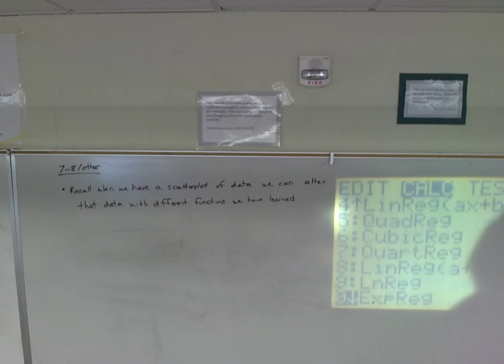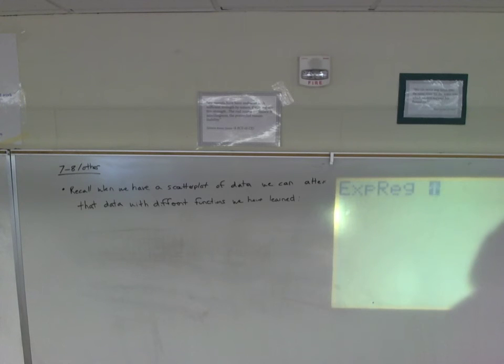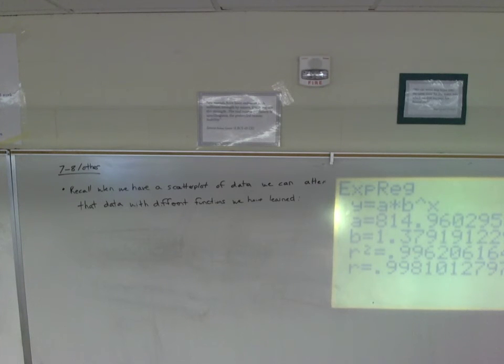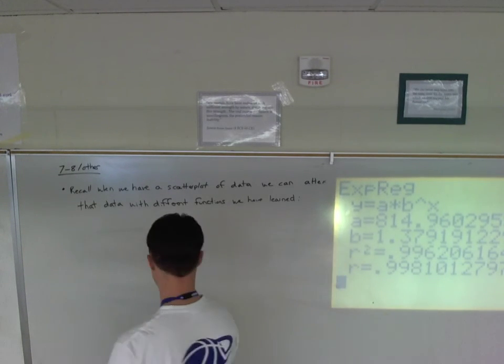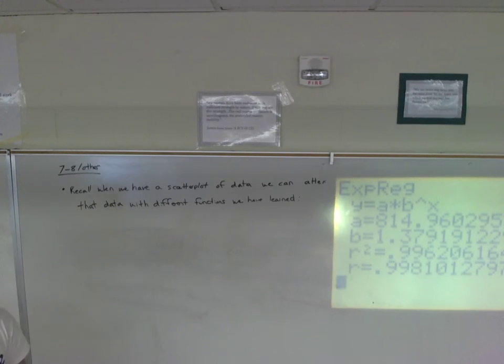So stat calc, 5. I don't remember which number it is. 0. Exponential. X range. Okay, so once you've got your model, what we're going to do this time is interpret r squared in context. This is something we do in stats pretty often. So we're going to do it here too.